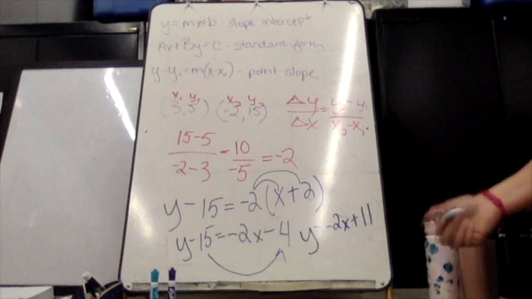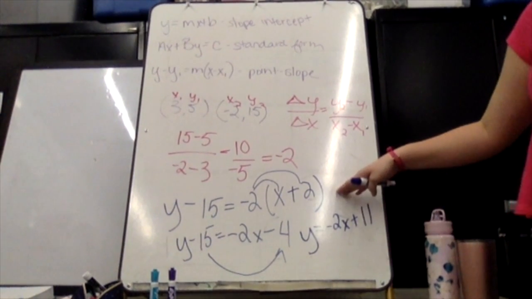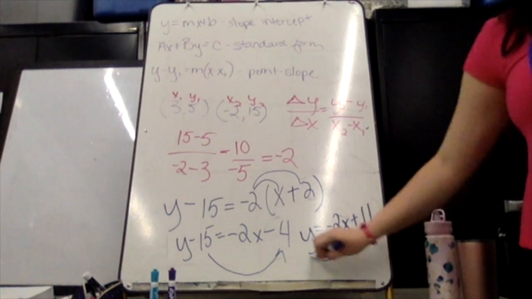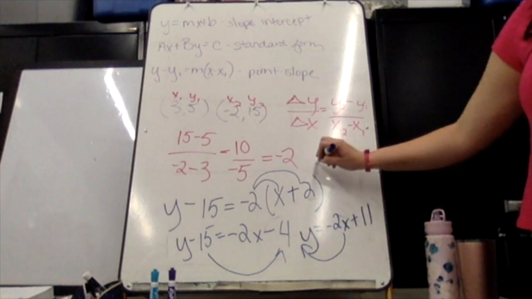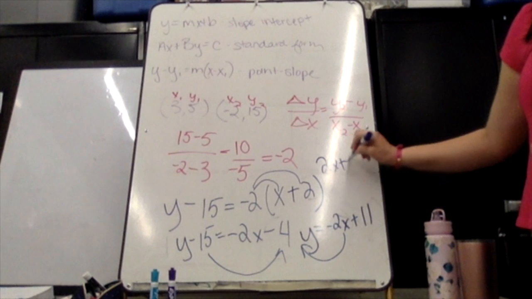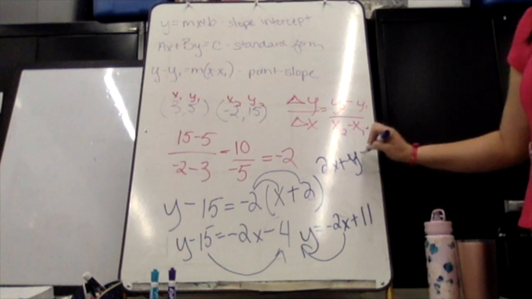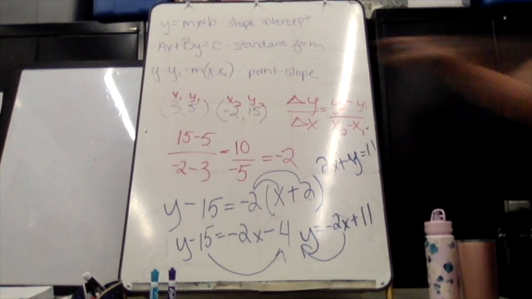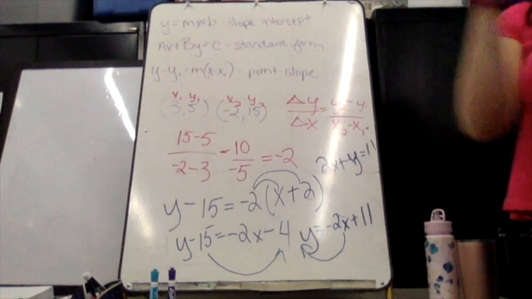To get it to standard form, because now we've seen it in point slope form, this is slope intercept form, you're going to move this over here by adding it, so then you get 2x plus y equals 11. Like, how does standard form look again? Like, just in general? Oh, okay, sorry. No, that's all right.